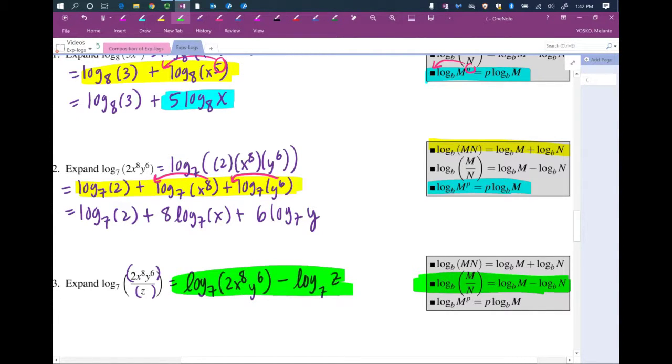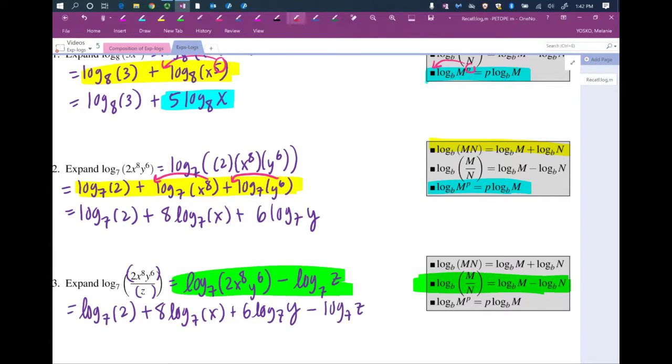Again, every time you're doing these on your homework, write down the properties. That way you'll know them by the time you're done. Well, the previous example was this first part, right? So we know this first piece expands to those three logarithms added together. Log base 7 of 2 plus 8 log base 7 of x, plus 6 log base 7 of y minus log base 7 of z. So what I'm saying here is this stuff right here was that piece right here. Okay.